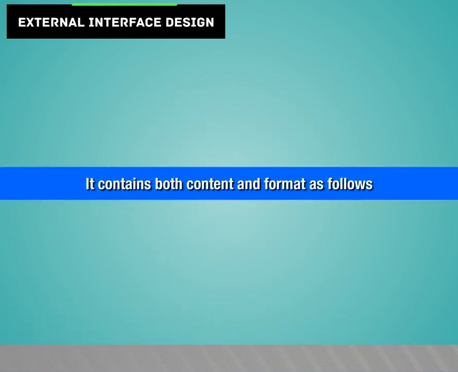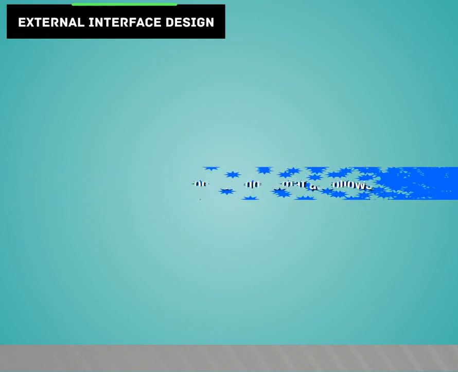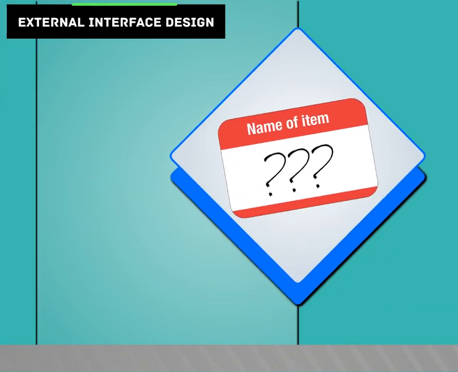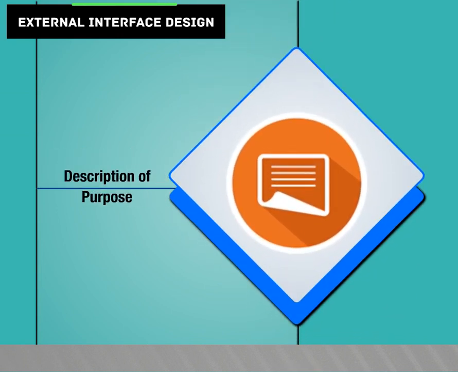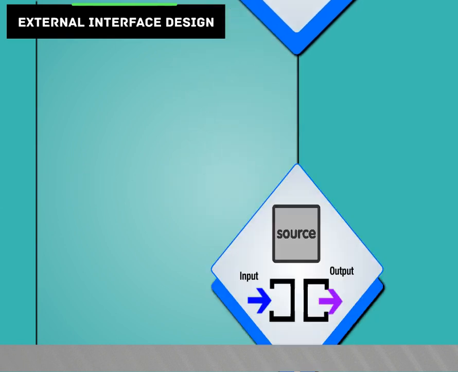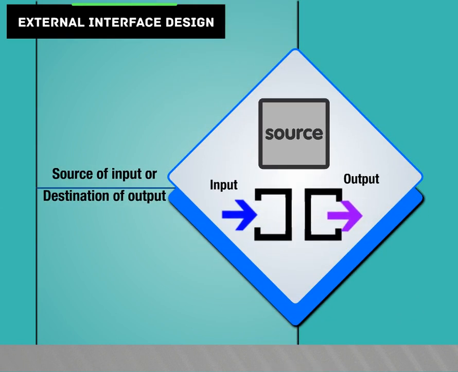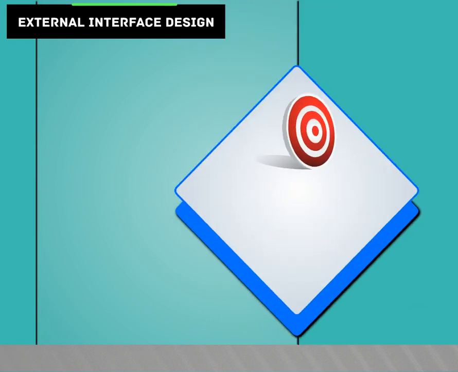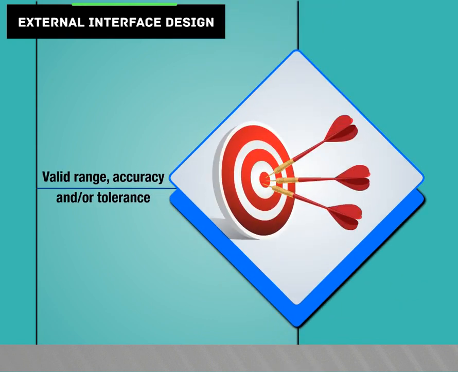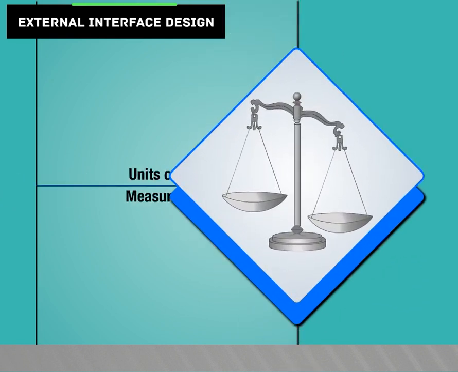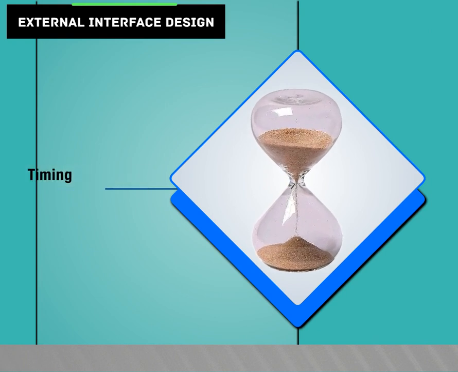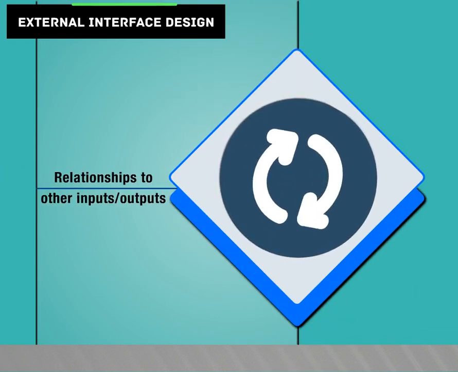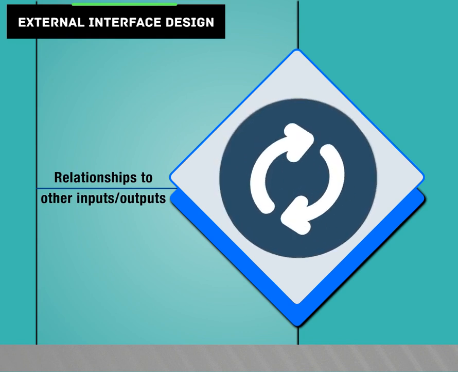It contains both content and format as follows. Name of item. Description of purpose. Source of input or destination of output. Valid range, accuracy and/or tolerance. Unit of measure. Timing. Relationships to other inputs or outputs.